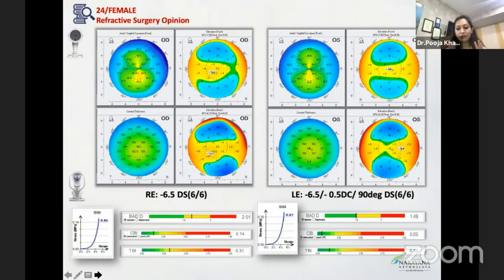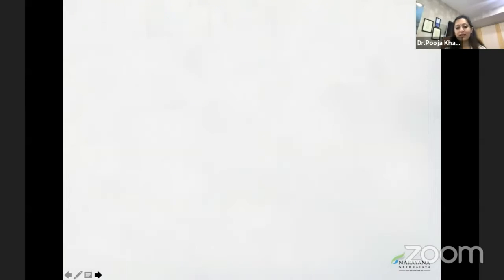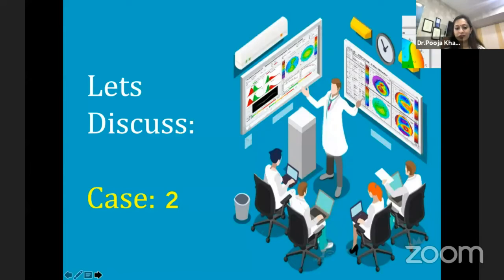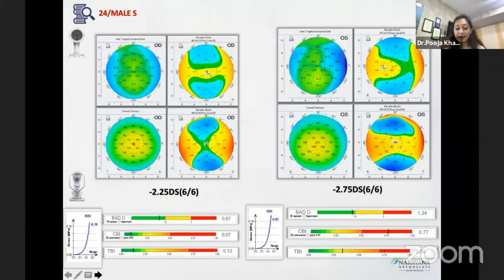If you can see both eyes, the scans look similar. The only thing is BAD-D is suspicious in one eye. That can be because of the repeatability of the scan. So you just repeat the scans and you would probably go ahead, and it's a safer procedure to do a LASIK surgery.